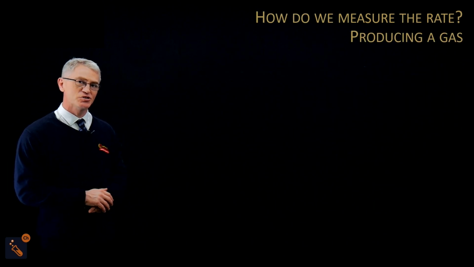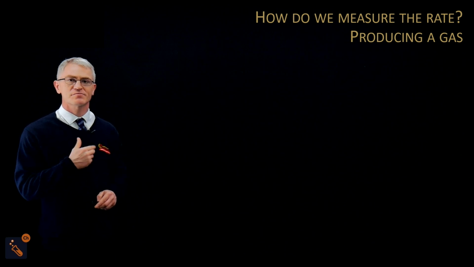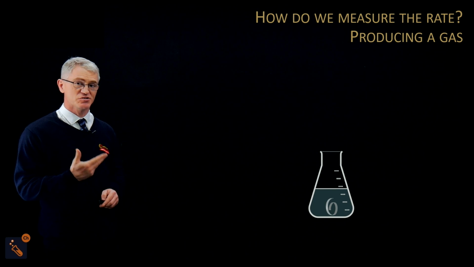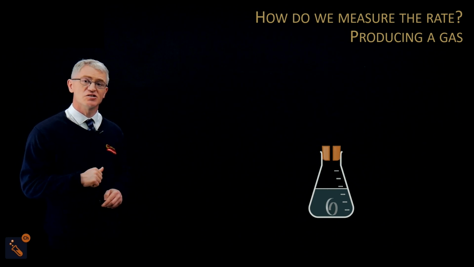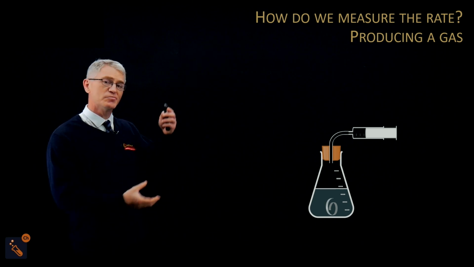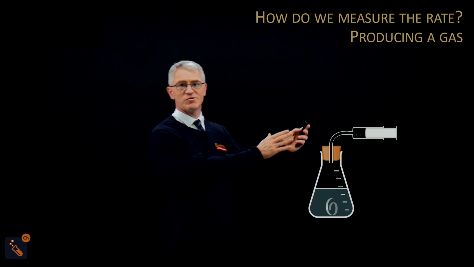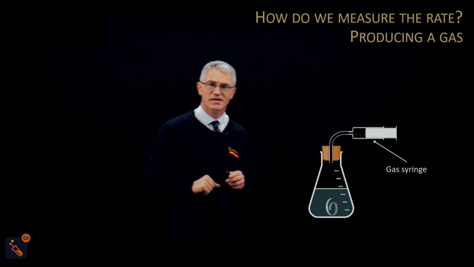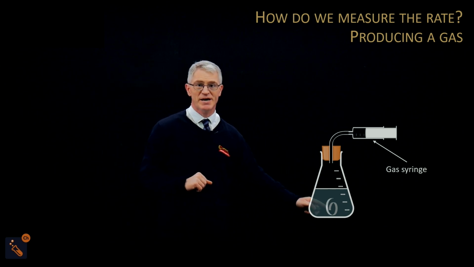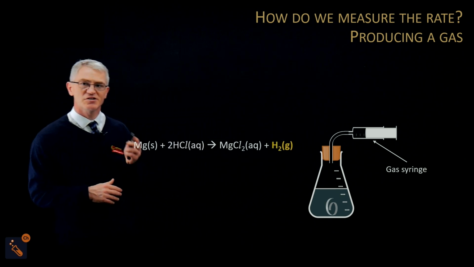Now, producing a gas means we measure the rate in a certain way. The way of doing it if you're producing a gas is to use something called a gas syringe. It's the simplest way of doing it, and in GCSE you would have used an upturned measuring cylinder, and you still do that sometimes now, but the simplest way is a gas syringe. The gas syringe in this one is where magnesium is mixed with acid, and that produces a gas, and the gas is hydrogen. So we'll look at the equation here.